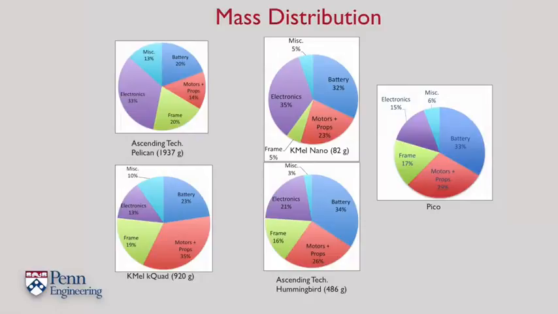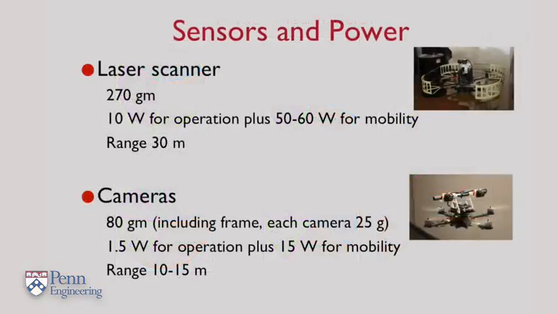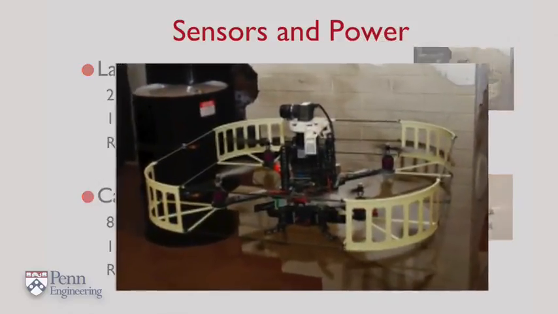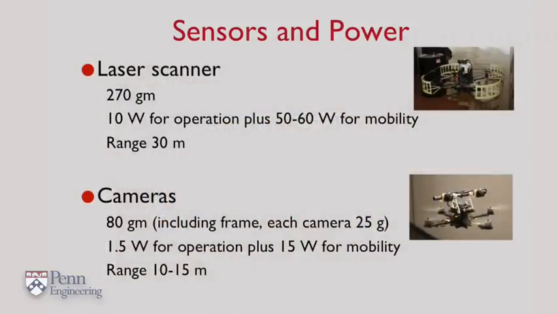If you look at the mass distribution in a quadrotor and look at different components, how they contribute to the total mass, you'll see a lot of variability. You'll see that the batteries contribute about 33% of the total mass, and the motors plus propellers contribute about 25% of the total mass. Of course, if you add sensors like laser scanners and cameras, that increases the total mass also. If you take a laser scanner with a range of about 30 meters, it consumes about 10 watts for operation, but because it weighs 270 grams, it consumes another 50 to 60 watts for mobility.